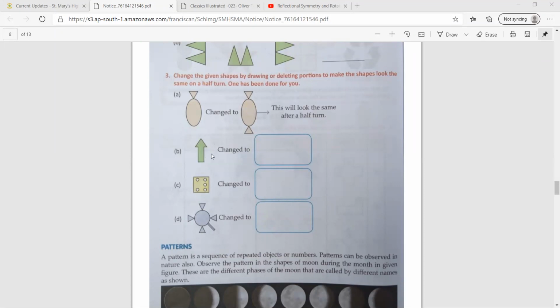Similarly, this, if it has to be looking the same, what will you do? Okay, time is up.